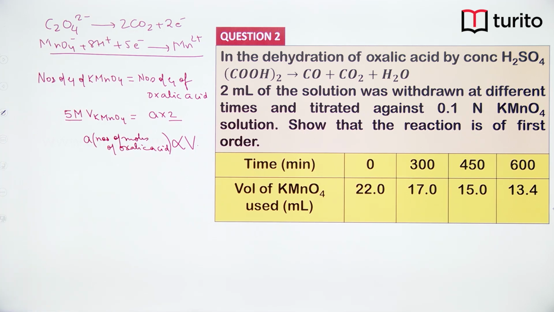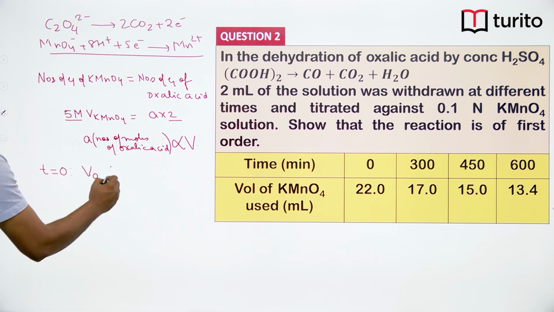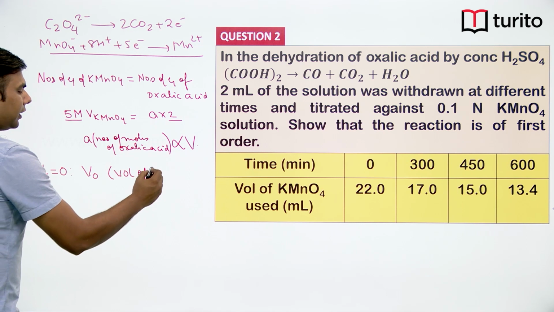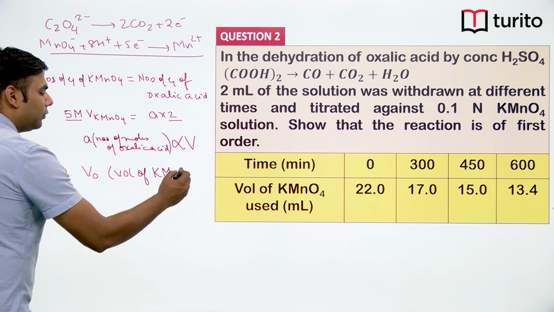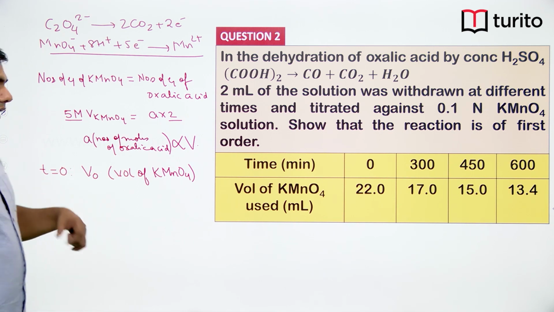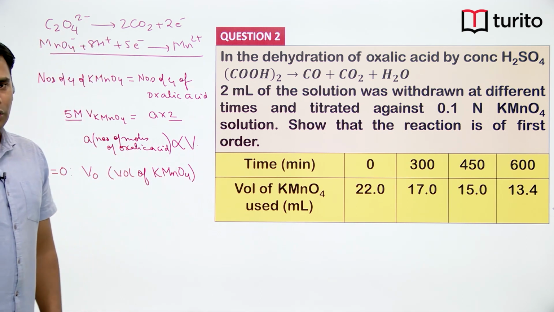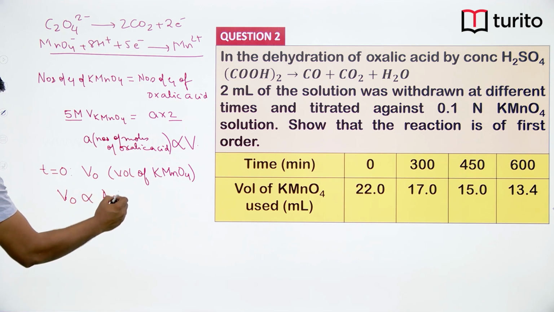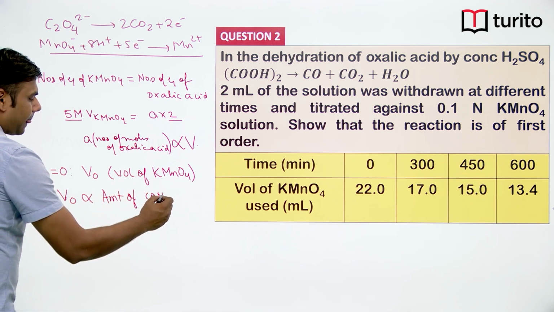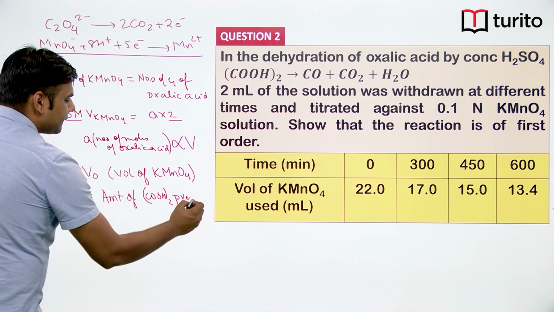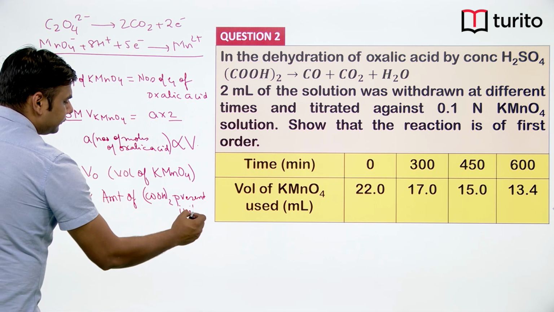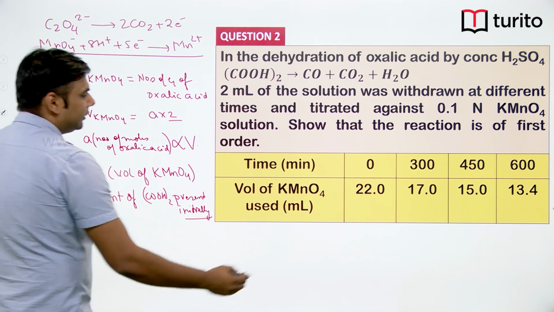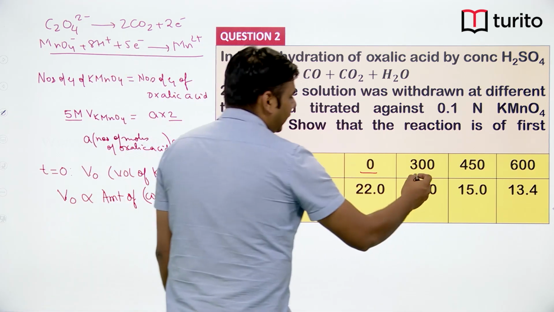At time t equals 0, say V0 is the volume of KMnO4 consumed. At time t equals 0, only oxalic acid would be there. So whatever KMnO4 we are adding is titrating all the oxalic acid present in the initial mixture. So we will say that V0 is proportional to the amount of oxalic acid present initially. I hope this is clear to everyone, because the data given to us is at time t equals 0 minutes and at different time intervals.